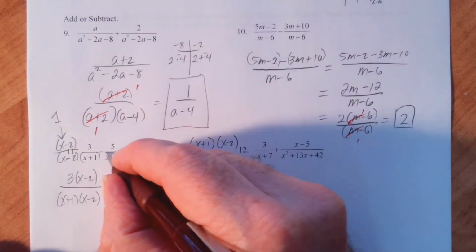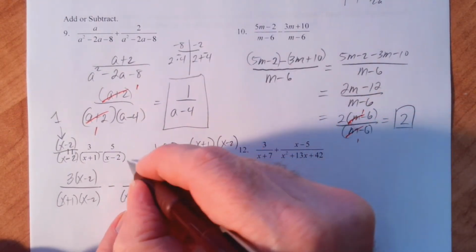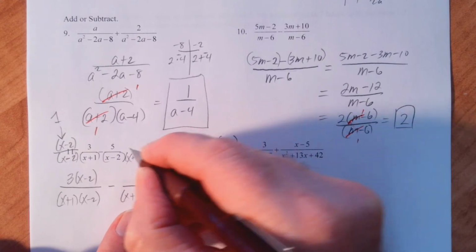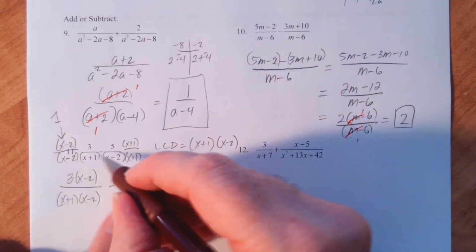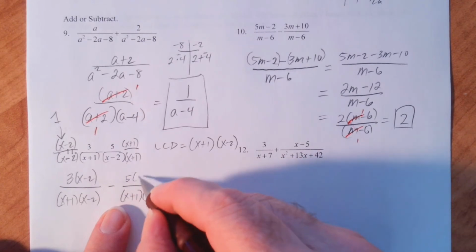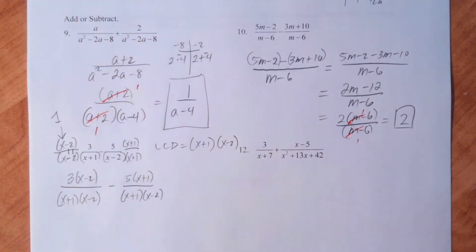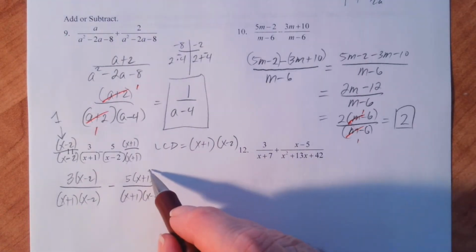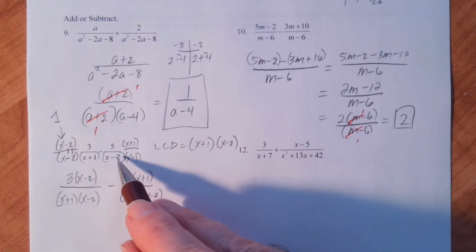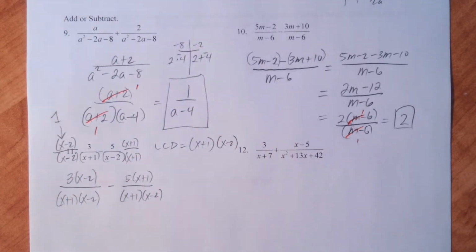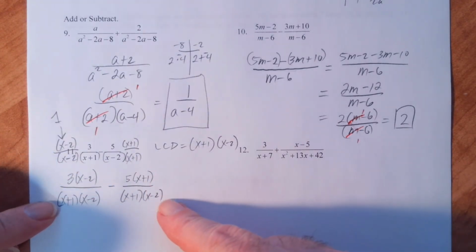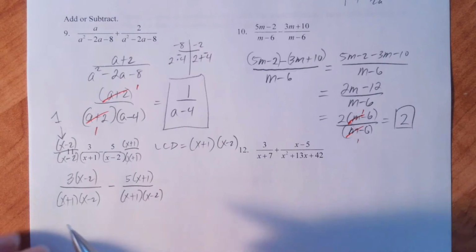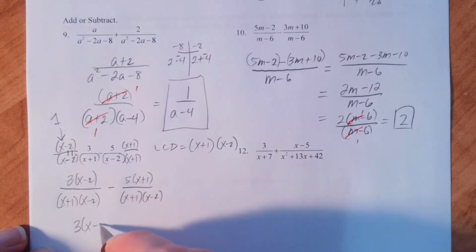Over here, I need to multiply the x minus 2 times x plus 1. So I'll do the same thing to the numerator. So it'll be minus 5 times x plus 1. So again, if you cancel this, you're back to where we started. We call this building fractions. We built these two fractions so that we have a common denominator. Why did we do that? So we can subtract our numerators.